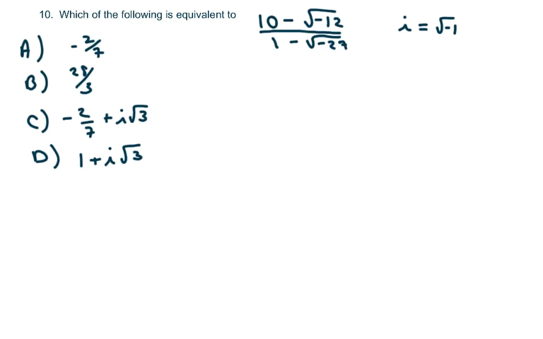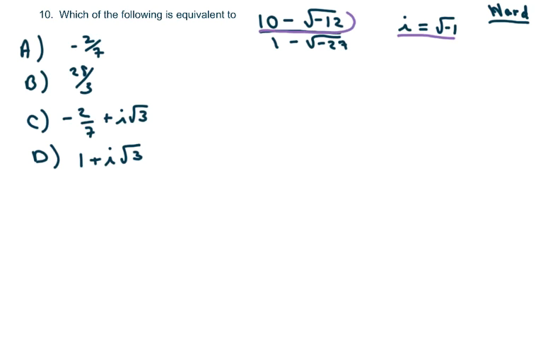Hi everyone, this is the difficulty hard set for imaginary numbers for SAT practice. So basically they just want you to see which of the following is equivalent to this. Basically it's hard because we've got these radicals and all that, but it's no different than the medium set. It's just a few extra steps.